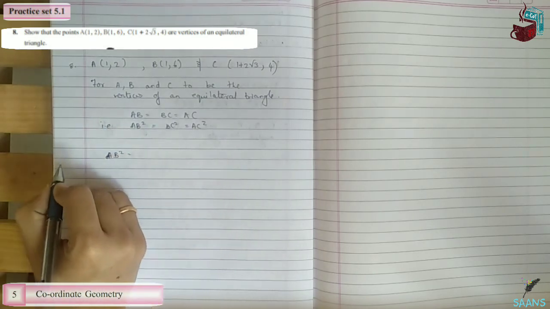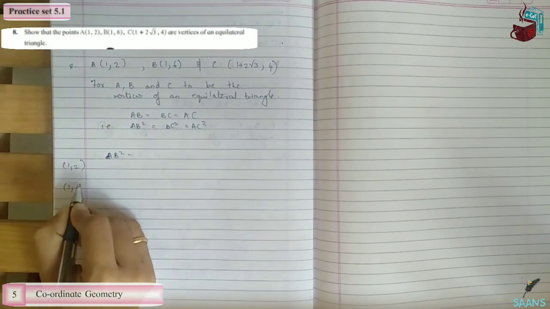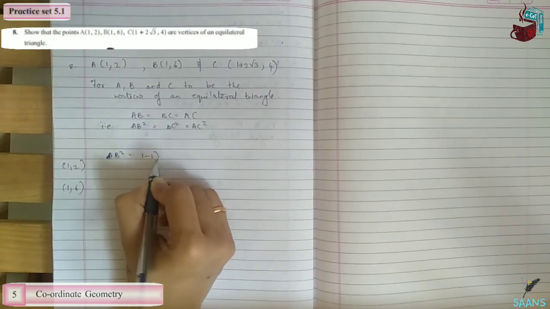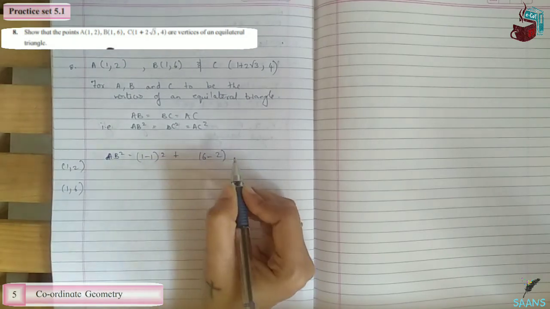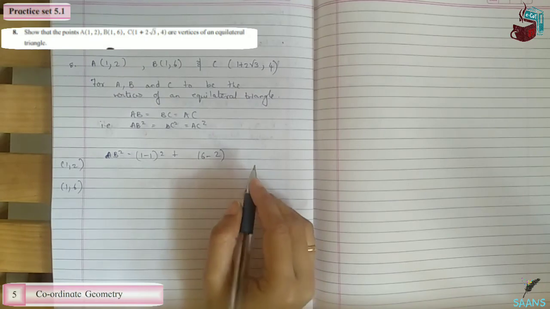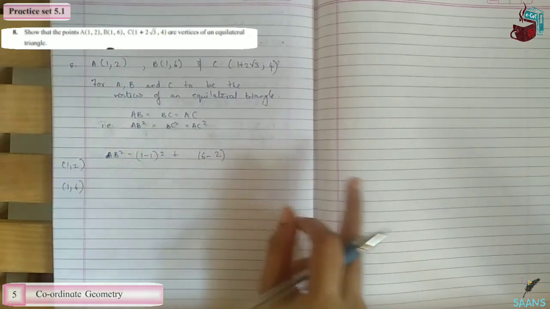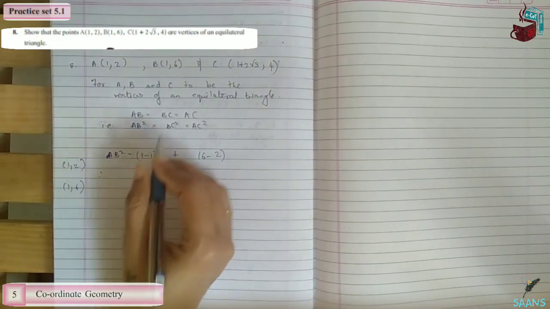Let's see, A is (1, 2), B is (1, 6). So x2 minus x1, (1 minus 1) the whole square, plus y2 minus y1. I'm doing it this way because I don't have much time over here. Okay, you can substitute properly and do it like I do for AB: A is x1, y1, B is x2, y2. You can do the entire step. I don't have time over here.